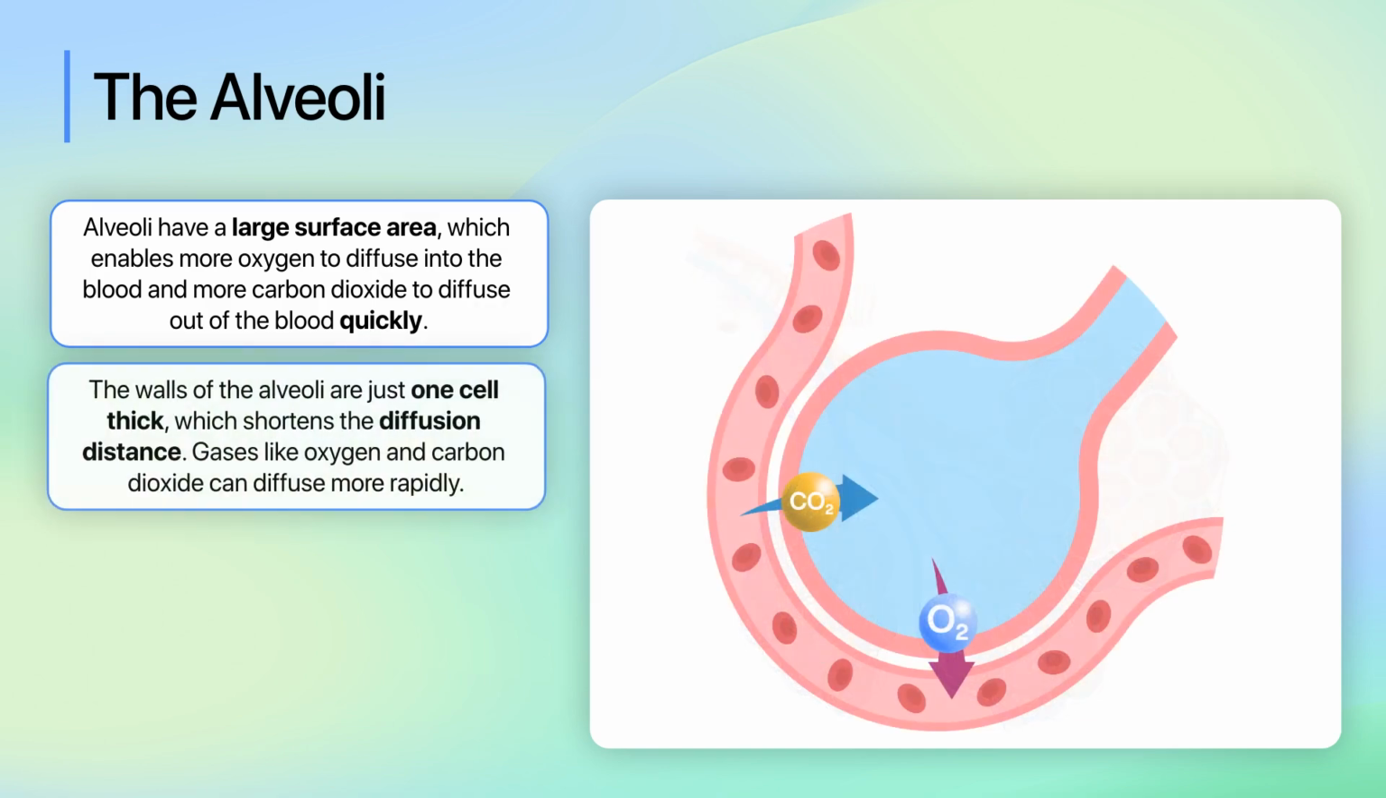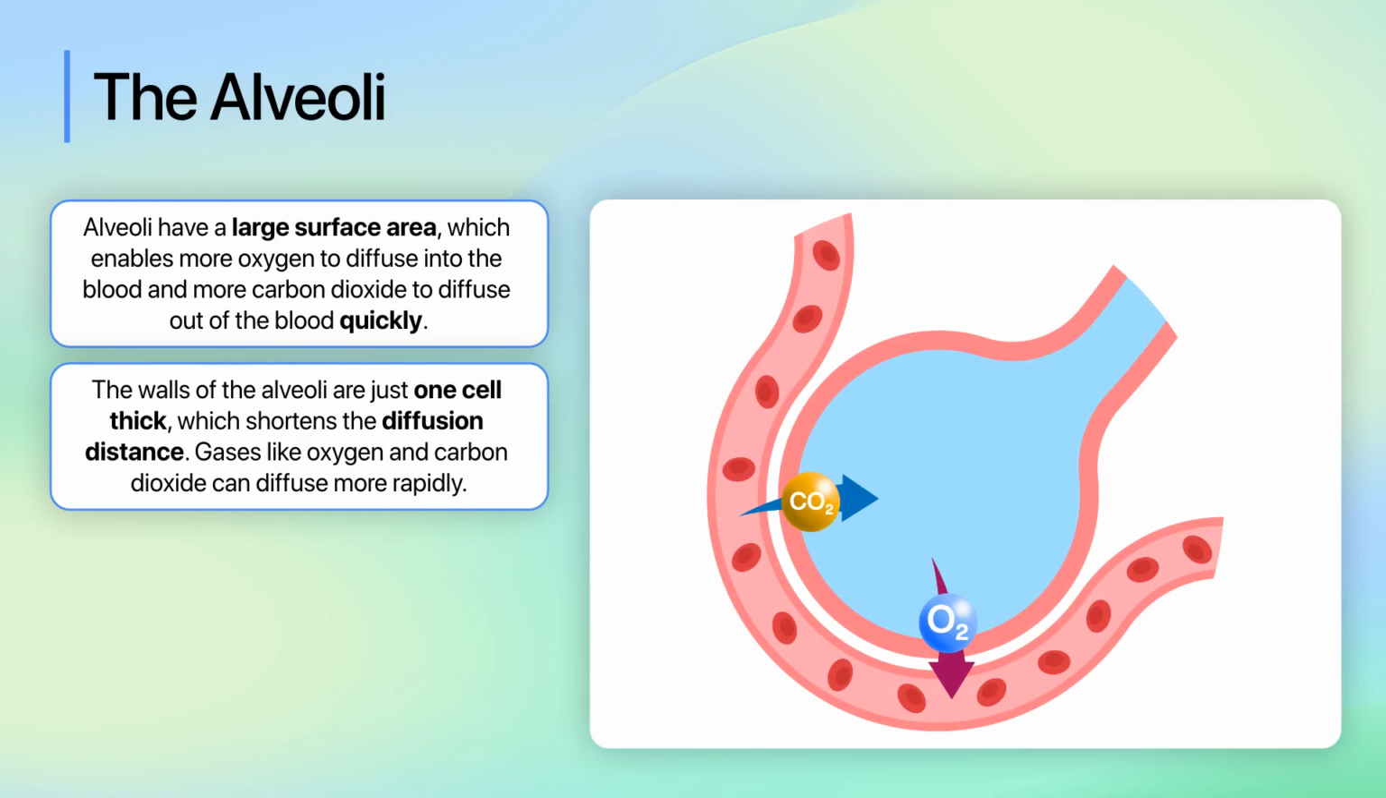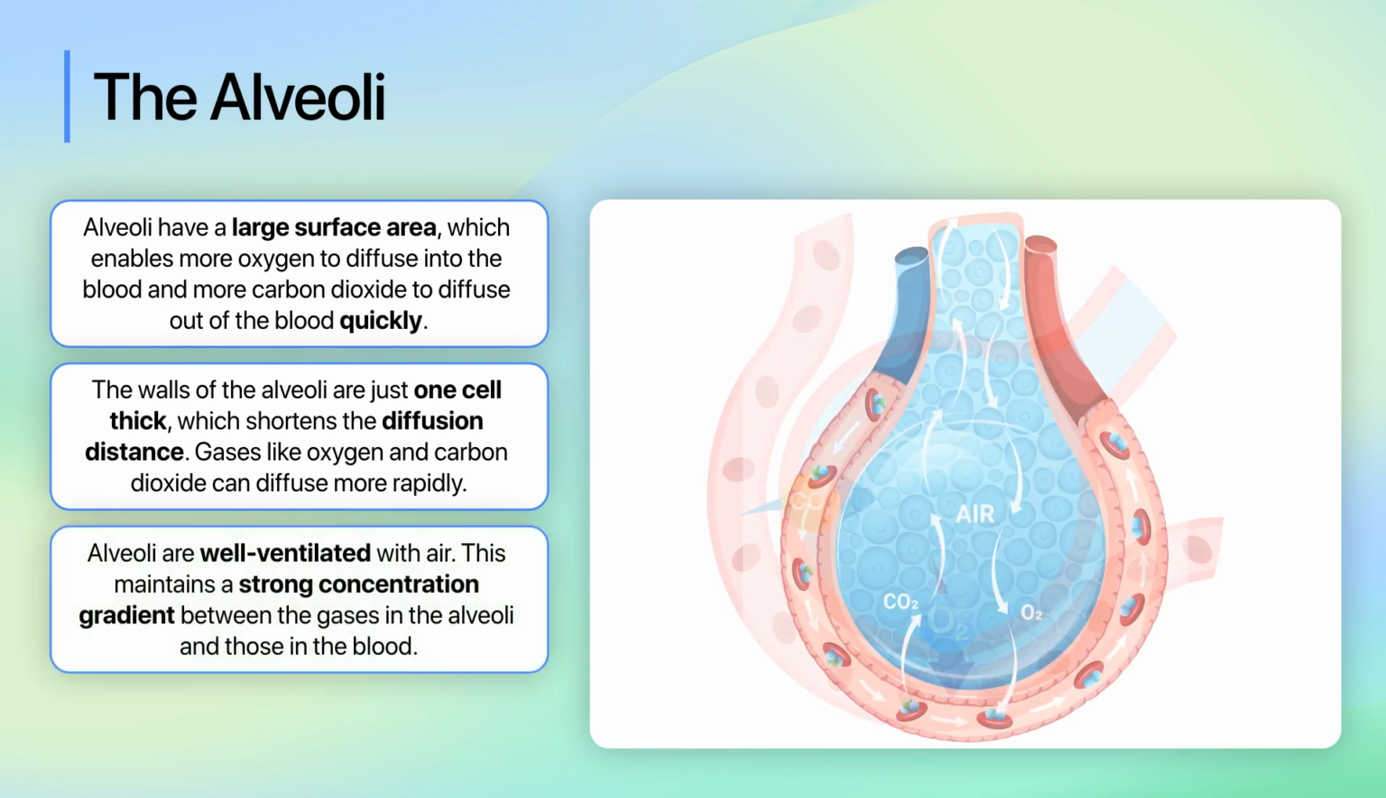The walls of the alveoli are incredibly thin, just one cell thick. This thinness is crucial because it shortens the diffusion distance. In the same way, having thin walls means that gases like oxygen and carbon dioxide can diffuse more rapidly across them. Alveoli are well ventilated with air.